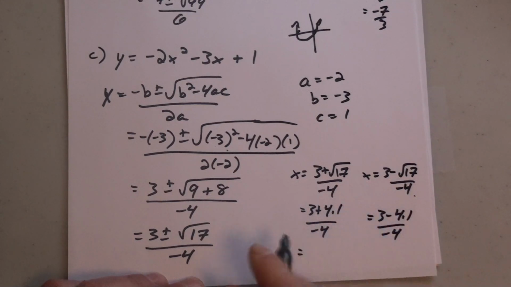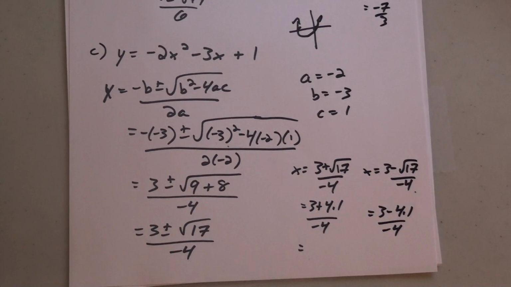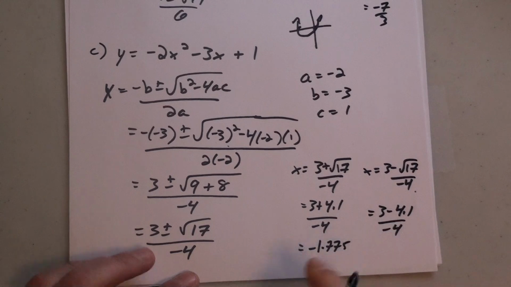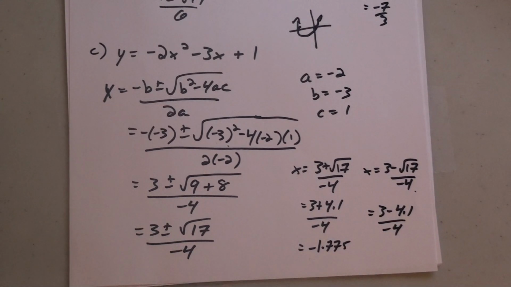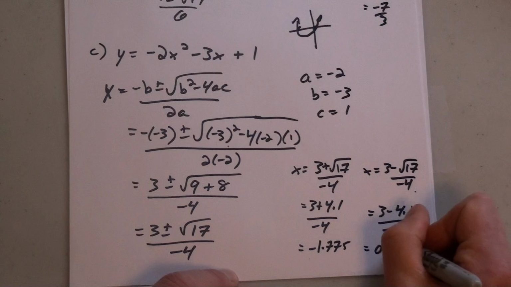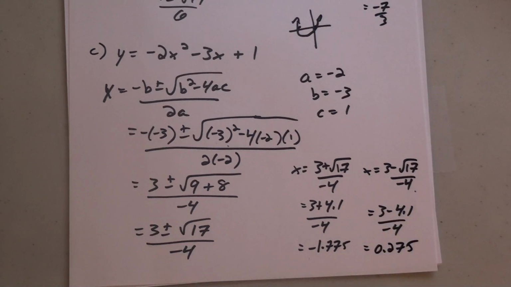Using my calculator to put that in, I'm going to get 7.1 divided by negative 4, which is going to give me negative 1.775. And in this case, I have negative 1.1 divided by negative 4, which is going to give me 0.275 as my two x-intercepts.